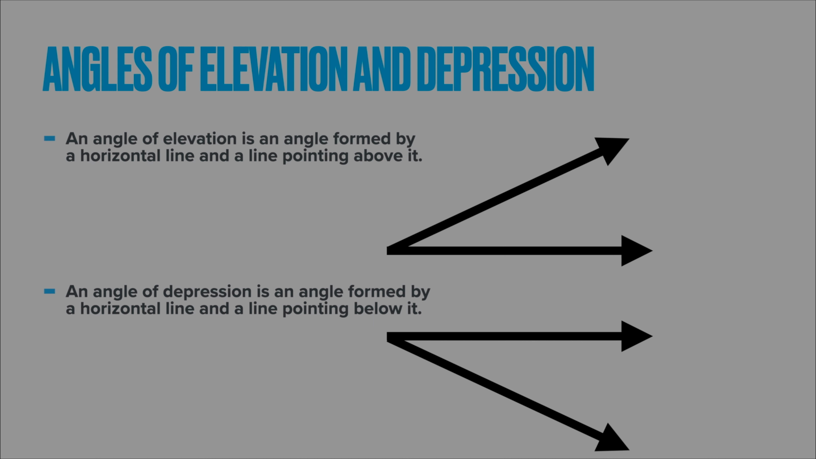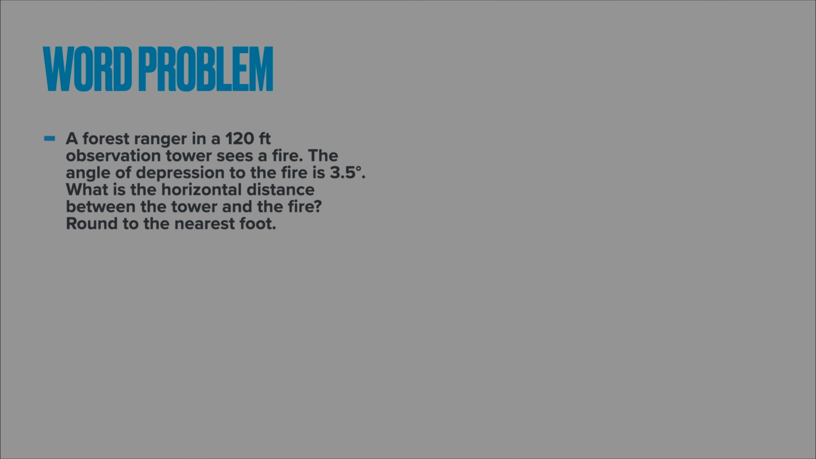Now that we know those two terms, let's try out a math problem. This says a forest ranger is in a 120-foot observation tower and sees a fire. The angle of depression is 3.5 degrees. What is the horizontal distance between the tower and the fire? Round to the nearest foot.